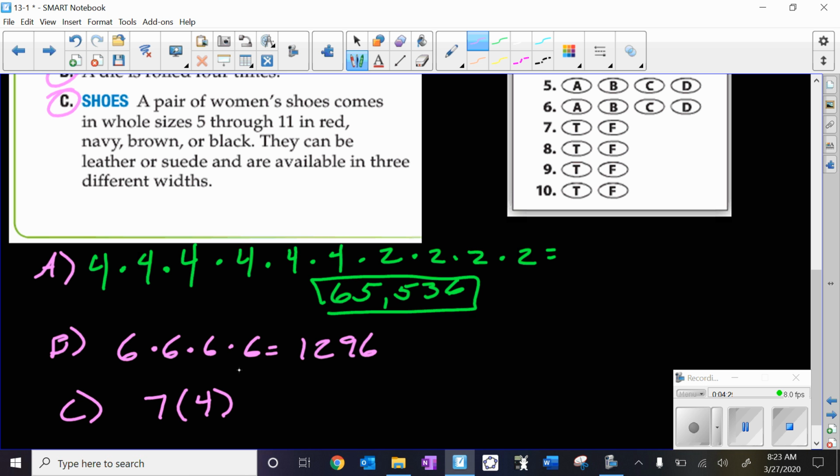So times 4. You can either get them in leather or suede. I think that's the correct pronunciation. I don't know shoes very well. And then they also come in 3 widths. Multiply those all together, there are 168 options for shoes. And that's what the fundamental counting principle looks like.